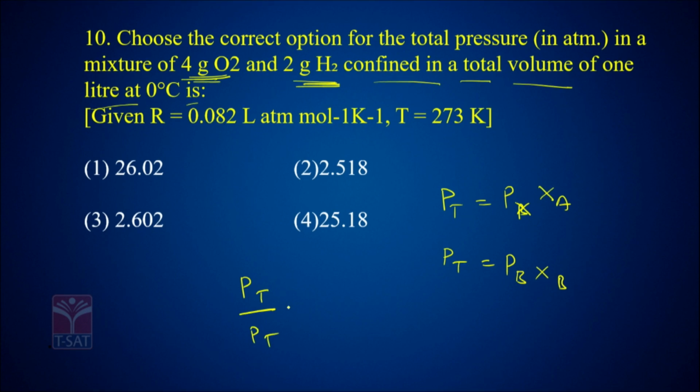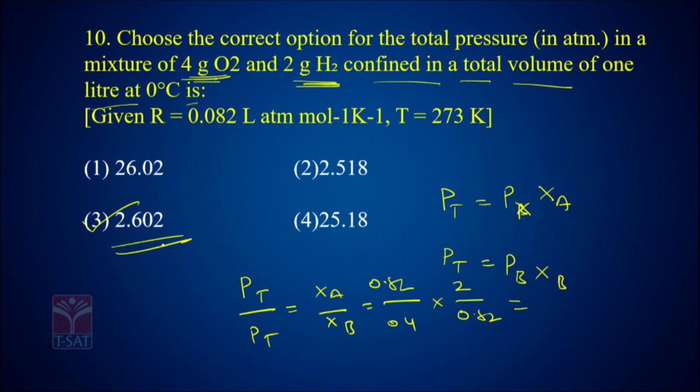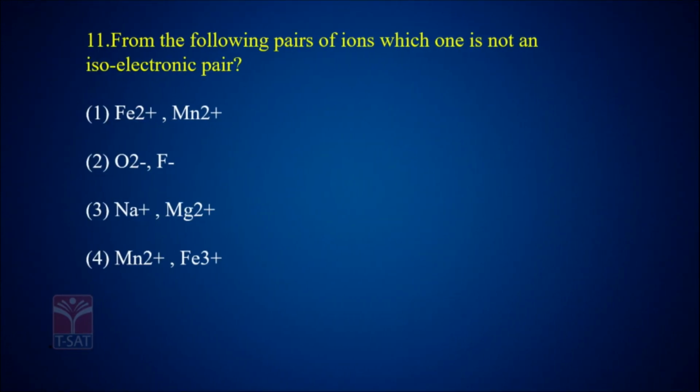P total is equal to 0.82 by 4 into 2 by 0.8. So, solve this equation, you will get the answer as 2.062. So, the correct option for the total pressure is 2.062. Okay. And question number 11, from the following pairs of ions, which one of the following is not an isoelectronic pair?